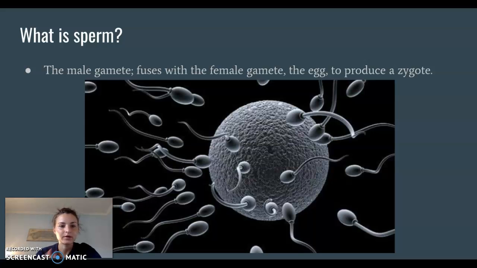So, what is sperm? A lot of people know this, but it is the male gamete. It fuses with the female gamete, which is the egg, and it produces a zygote once that formation occurs. So, sperm is here, the egg is here.